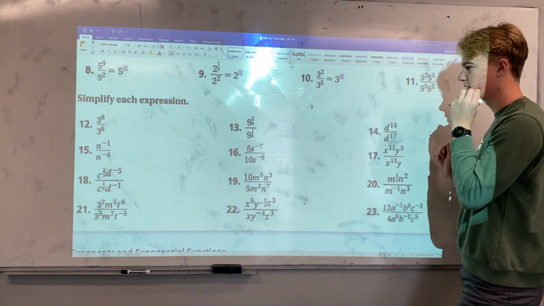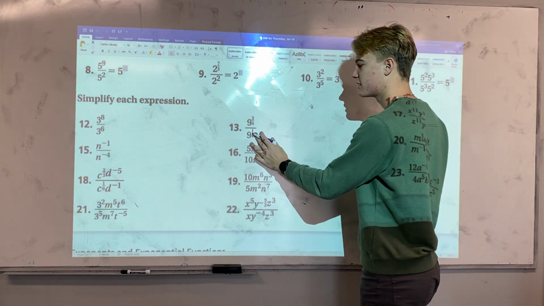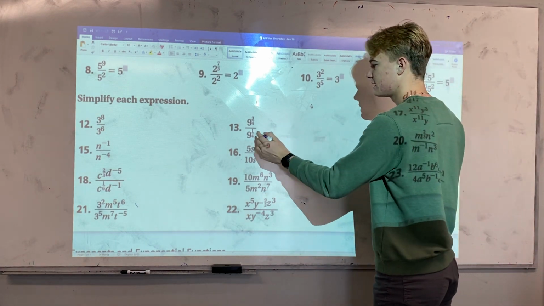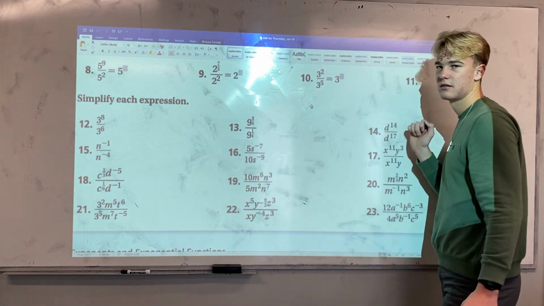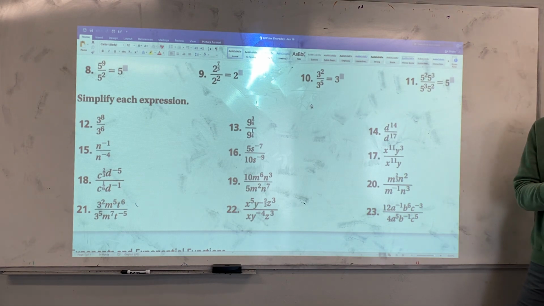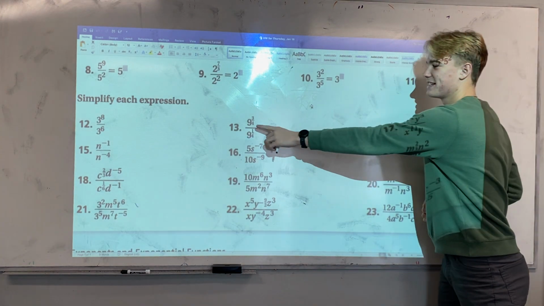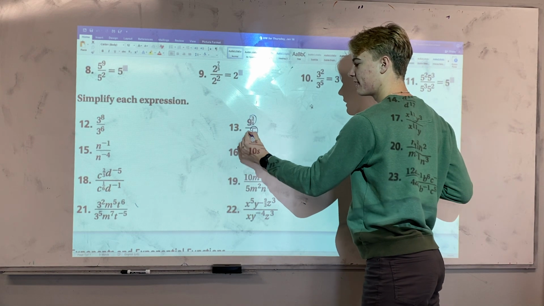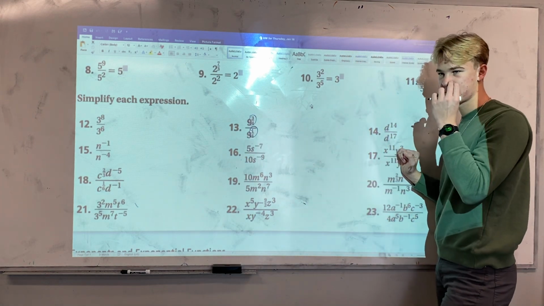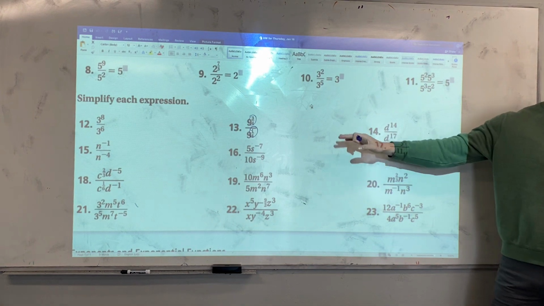Okay, number 13. Same thing, sort of. It's just fractions now, but it's still just as easy. So, remind me, what are we going to do? How are we going to simplify this? We have the same base. They both have 9 on the bottom, but they have different things up top. And we're dividing them. So, what would we do with the exponents if the numbers are being divided?